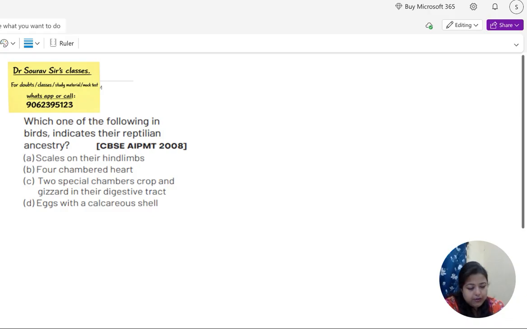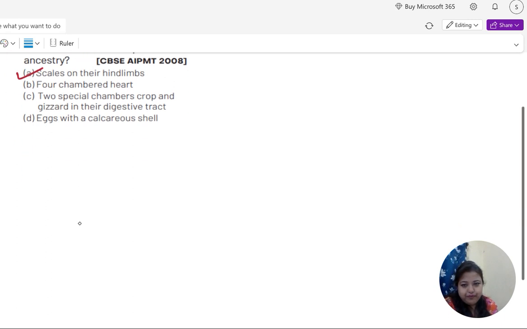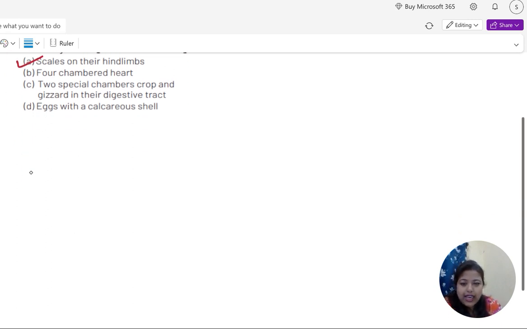Scales on the hind limbs. Yes, and this one is the correct one. Why is A correct? We will discuss over here. Because reptiles have scales all over their body.